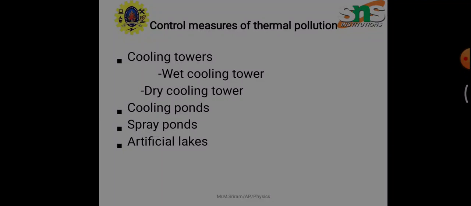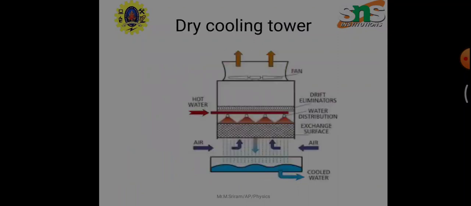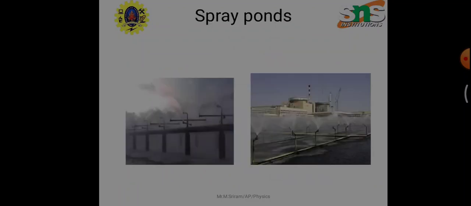Cooling towers are of two types, wet cooling towers and dry cooling towers. And then cooling ponds. Cooling ponds are the simplest method of cooling thermal discharge. And this is a wet cooling tower, and this is the dry cooling tower. And the spray ponds: the water coming out from a condenser is allowed to pass into the ponds through sprayers. So here the water is sprayed through nozzles as fine droplets. So heat from the fine droplets gets dissipated to the atmosphere.